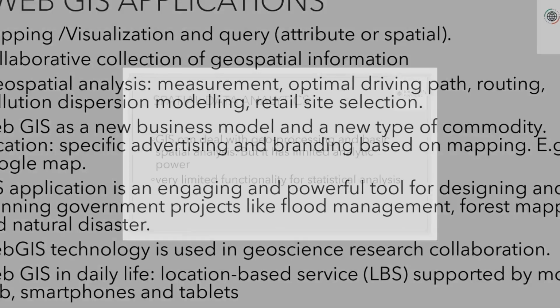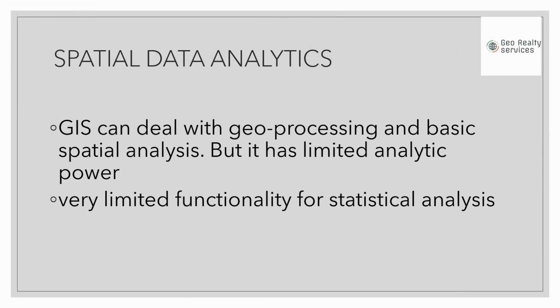The next type is spatial data analytics. GIS can deal with geoprocessing and basic spatial analysis, but it has limited analytics power. For example, it has very limited functionality for statistical analysis. In case you need to conduct advanced spatial analysis, it is required to connect the GIS with a data analysis tool. In our framework, QGIS for GIS with R for data analytics.